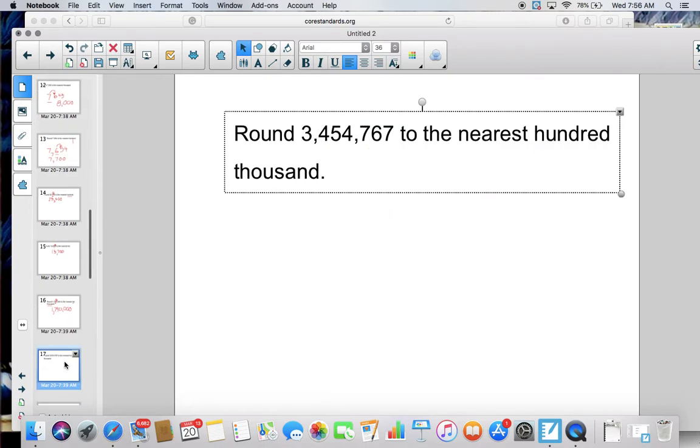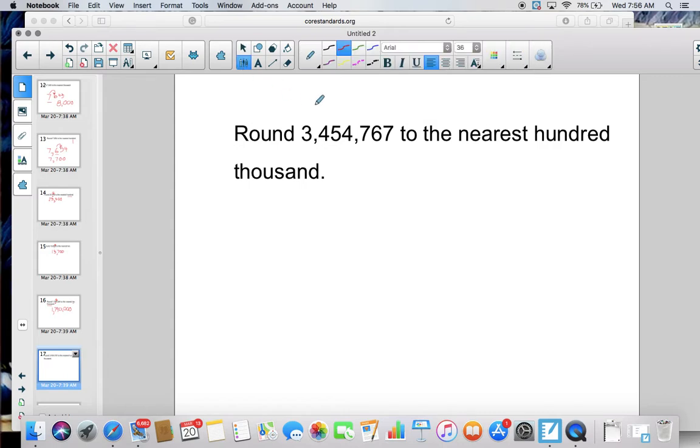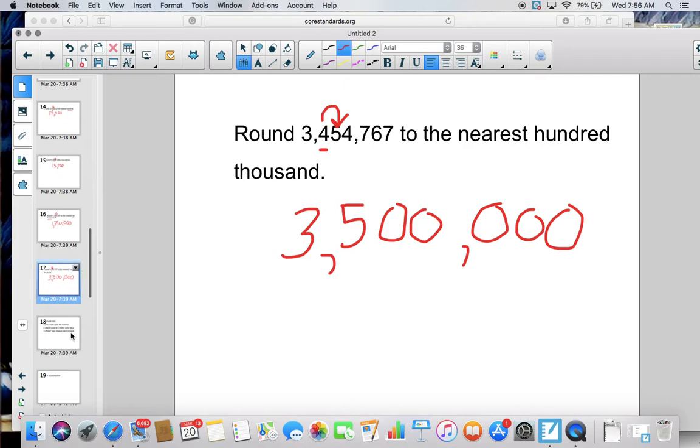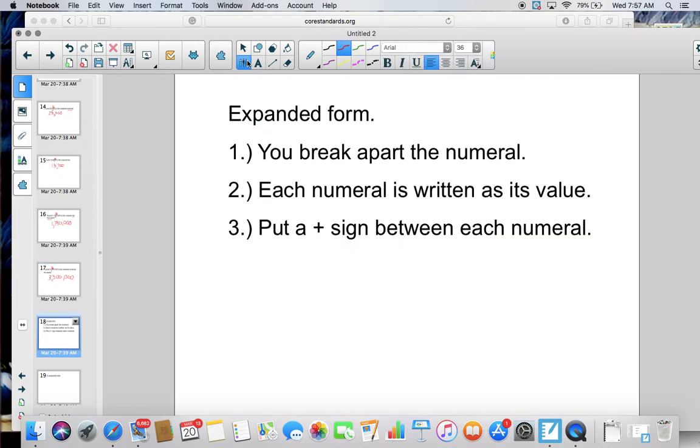Okay, let's try the next one. Round 3,454,767 to the nearest 100,000. Click pause, try it on your own. Okay, the digit in 100,000 is this 4. You look next door, it's a 5. 5 or more, we're going to go up. So this 3 stays in the million. This 4 becomes a 5, and then everything else becomes a 0. So the final answer is 3,500,000.